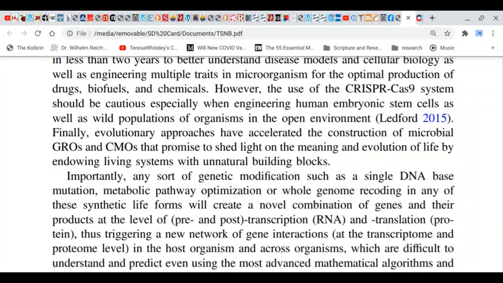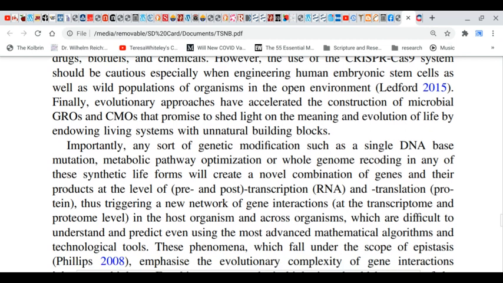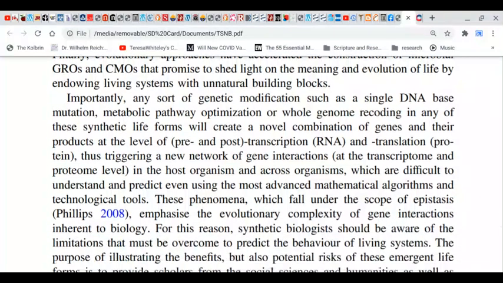Finally, evolutionary approaches have accelerated the construction of microbial GROs and CMOs that promise to shed light on the meaning and evolution of life by endowing living systems with unnatural building blocks. Importantly, any sort of genetic modification, such as single DNA base mutation, metabolic pathway optimization, or whole genome recoding of any of these synthetic life forms, will create a novel combination of genes and their products at the level of pre and post transcription RNA and translation protein, thus triggering a new network of gene interactions at the transcriptome and proteome level in the host organism and across organisms, which are difficult to understand and predict using even the most advanced mathematical algorithms and technological tools.